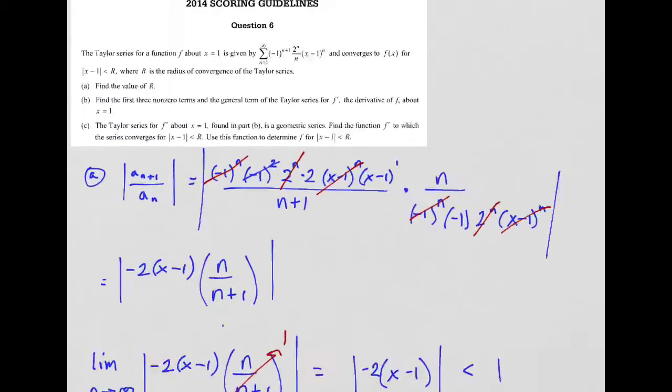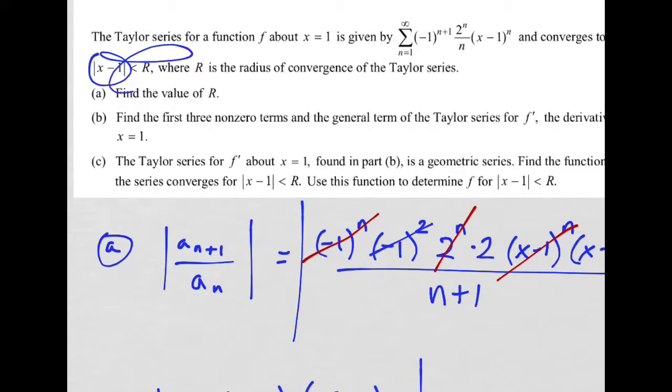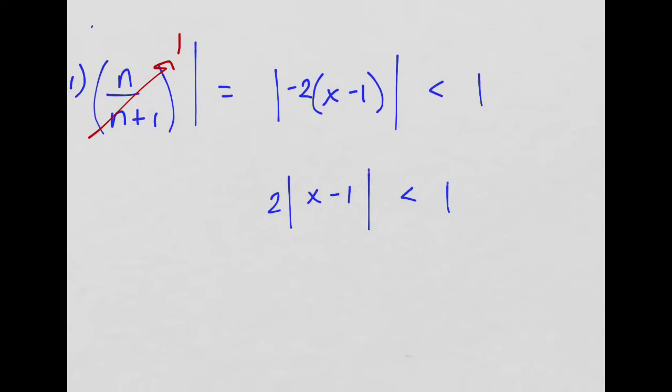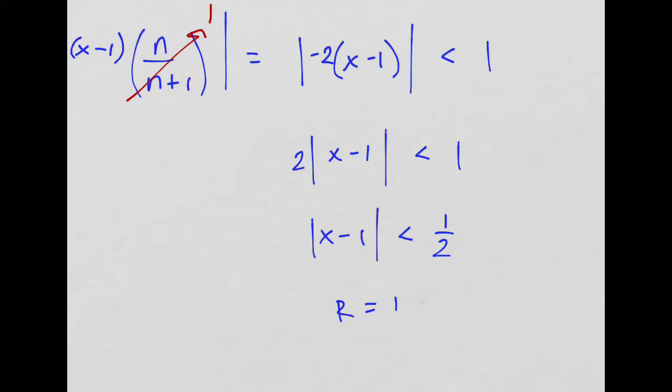And again, it's asking me, look, I'm almost there. I need to find r, which is the radius of convergence. So what I'm going to do is divide both sides by 2, and I get the absolute value of x minus 1 less than 1/2. So r is 1/2.